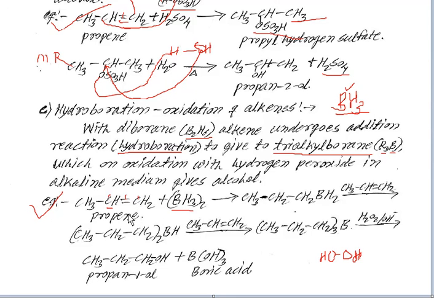anti-Markovnikov's rule, because the group is attached to that carbon atom which has more hydrogens. That reaction is according to anti-Markovnikov's rule. From BH3, one hydrogen atom is attached to that carbon atom, and the remaining 2 hydrogen atoms with boron are attached to the second carbon atom. So we get the product like that, that is CH3 CH2 single bond CH2 BH2.